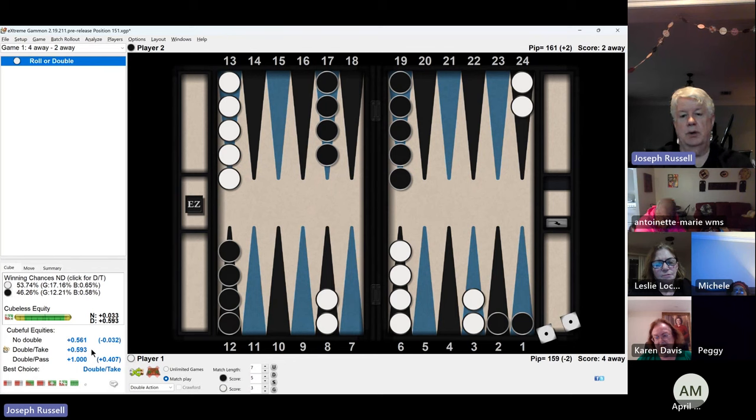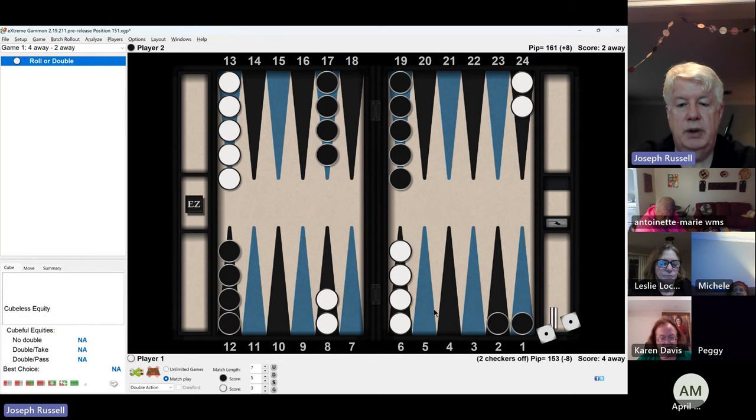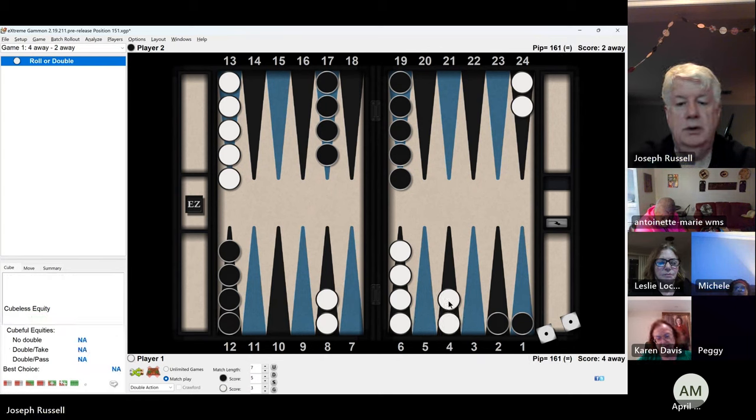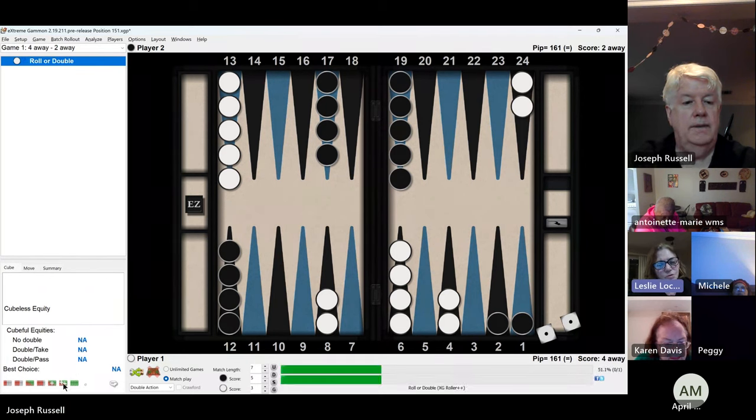You've got a stronger board, you're ahead two pips, you're on roll, you have a potential attack. This is a double by 0.032, but if it had been a 3-1, you can see this is going to be a double by 0.092. And if it had been a 4-2. And those are strong opening positions.